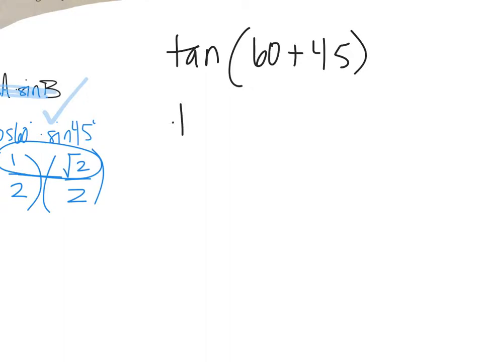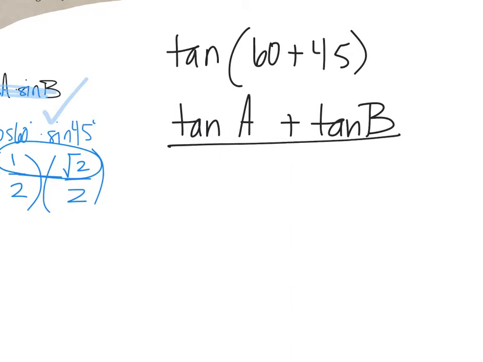So now that formula says we're going to take the tan of A, the first angle, and add it to the tan of the second angle. And then we do 1 minus the product of these two things. This is the formula for the tangent of a sum of two angles. Okay, tan of the first one plus the tan of the second one over 1 minus the product of those two tangents.